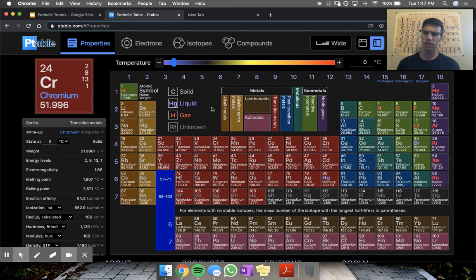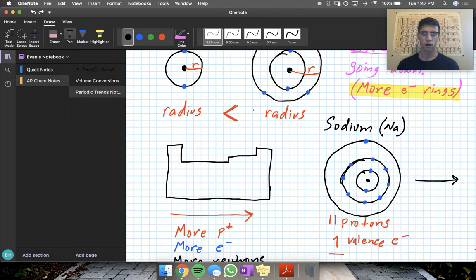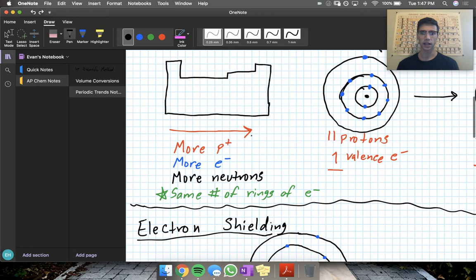So let's think about what the effect would be on the rings of electrons as we get more protons in the nucleus. As we move across, we get more protons, more electrons, and more neutrons, but the neutrons don't have a charge, so we're not really concerned about their effect right now. They don't really influence it. But keep in mind, we have the same number of rings of electrons.